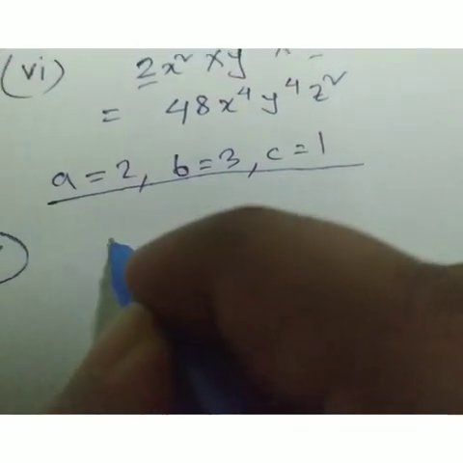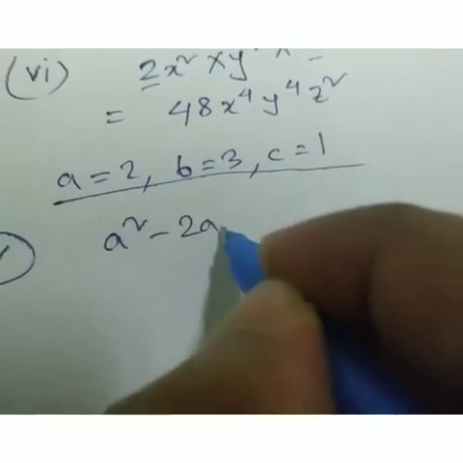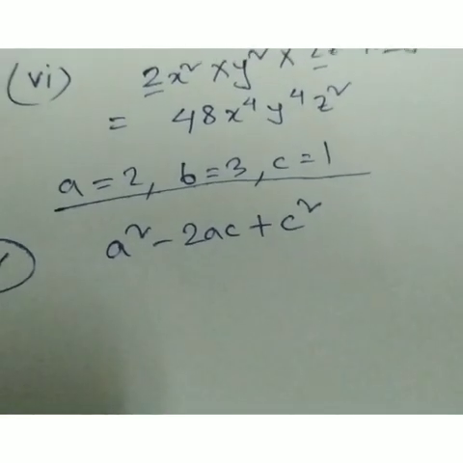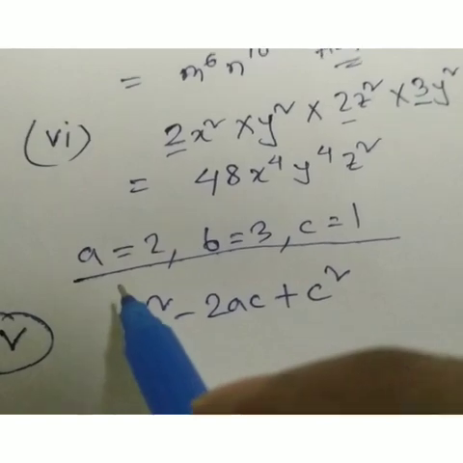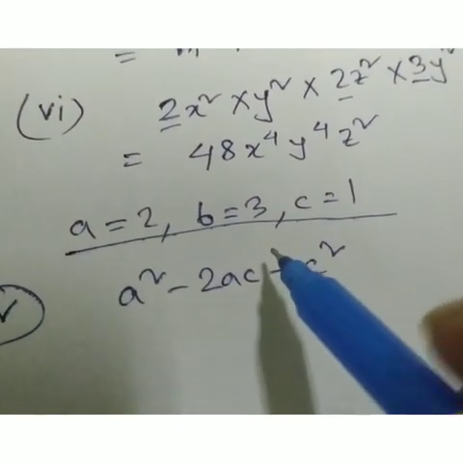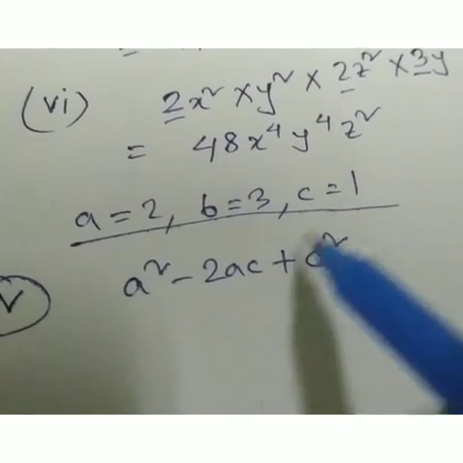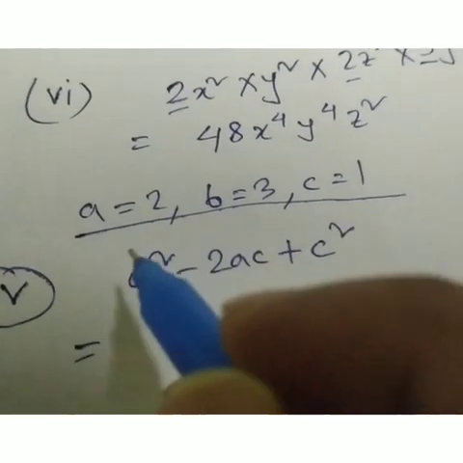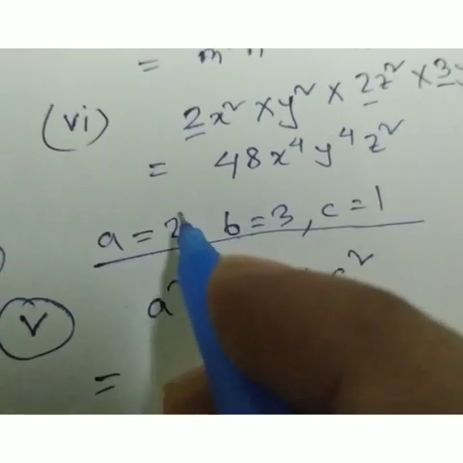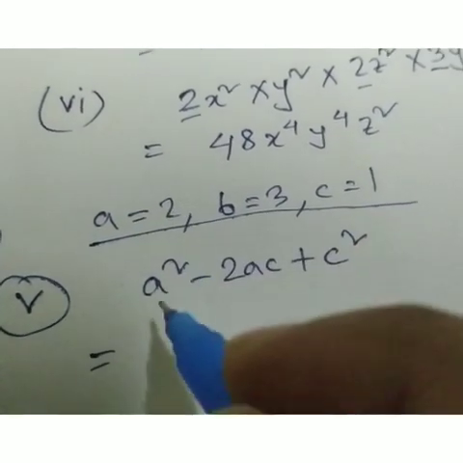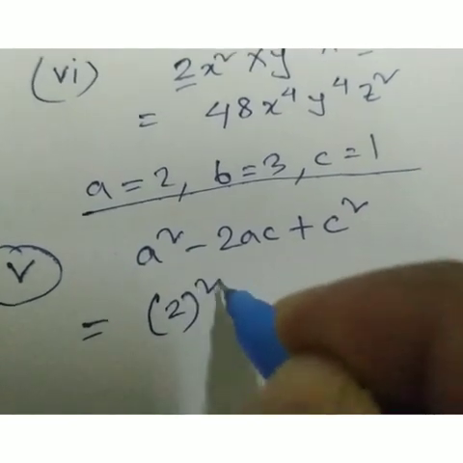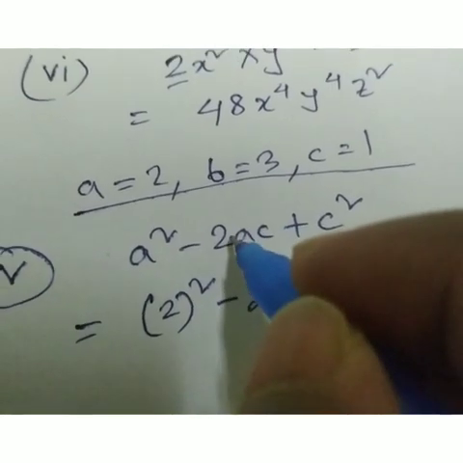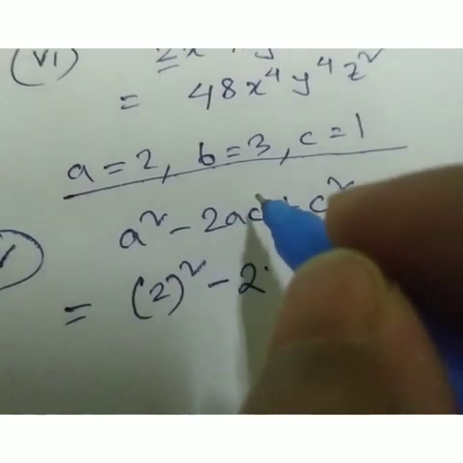So a square minus 2ac plus c square, I need to find out the value. I already have the value of a, that's 2, and the value of c, that is 1. I don't require the value of b over here. So let's use the values. We just put the values. So instead of a I can put 2, so it becomes 2 square minus 2ac. 2ac means 2 into a into c.